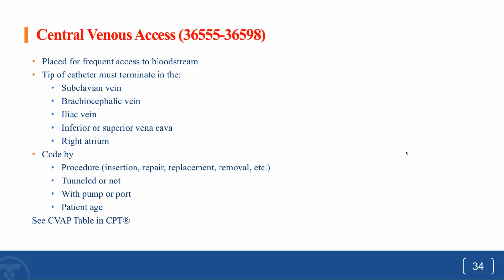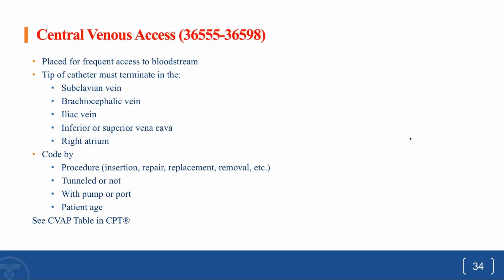Is this the last thing I want to cover in cardio? Let me see. I have to show you the chart. Okay. All right. I'm on page 240. This is what they're talking about, the last bullet point on this slide where it says, see the CVAP table in CPT. CVAP stands for Central Venous Access Procedure. This is where they would be either inserting a catheter or some type of monitoring device.